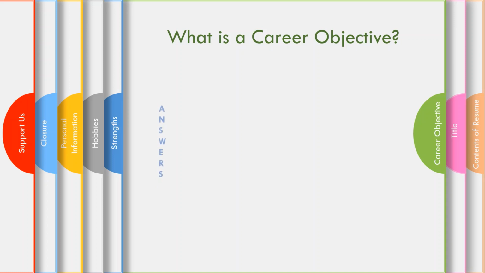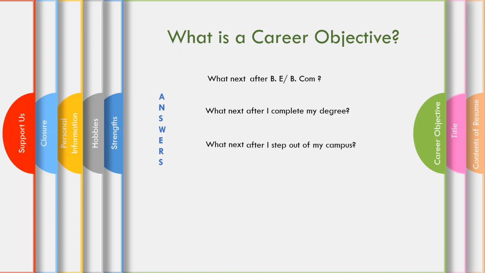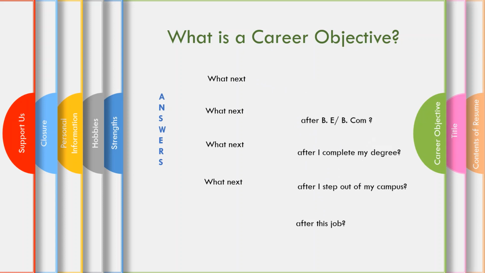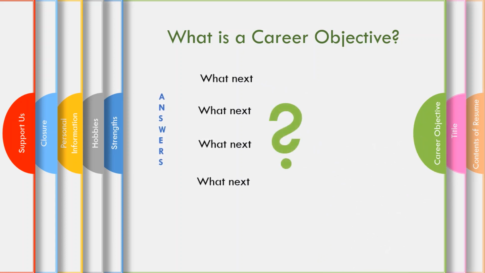The next component is a career objective. People, career objective is one of the two inputs which will impress your HR. So, what is a career objective? Career objective basically answers any one of the following questions. It can be what next after BE or BCom, or what next after I complete my degree, or what next after I step out of my campus, or what next after this job. If you observe, career objective basically answers what next.